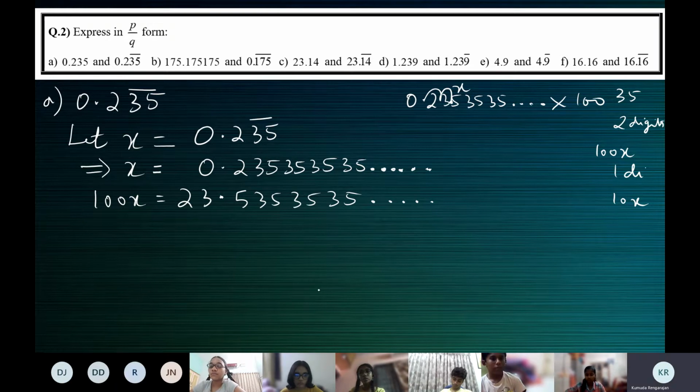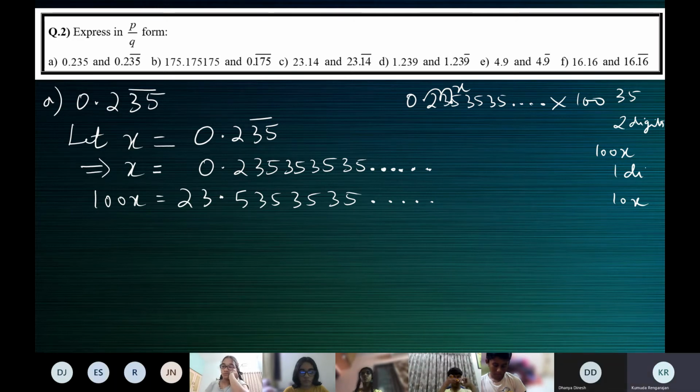Do we understand? See, I've written 35 here 4 times, here 3 times. See, 35 is going on forever. You write it 4 times, 5 times, 6 times. One of you will write it 4 times, another will write it 5 times. It's okay. It's going on forever. You write it how many times you want. Normally we write 2, 3 times.